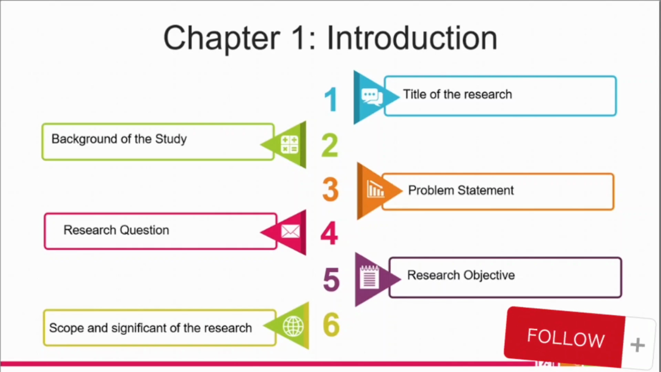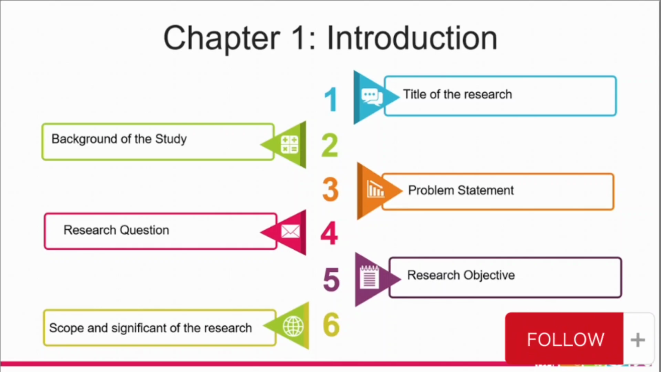Next is the background of the study. In this section, the students need to include the history, growth, and development of the scope of the research. After the background of the study, this is the most critical part of a research proposal, which is the problem statement. The students must be able to deliver and provide justification for the issues. They must also be able to provide the linkage between the problem statement, research questions, and research objectives.